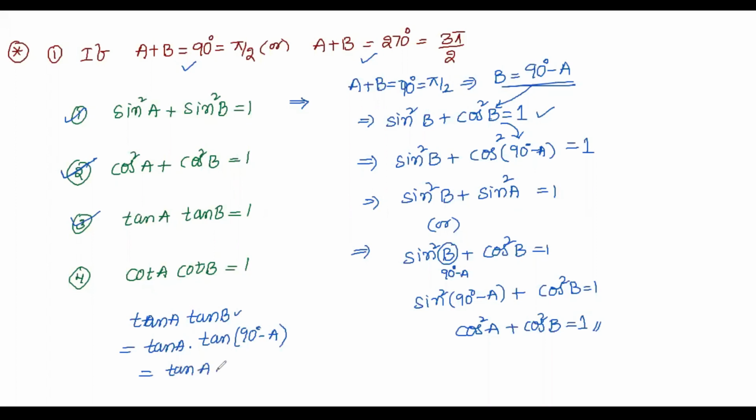Already we know that tan of 90 minus theta is what? Cot theta. Yes, tan theta into cot theta can be written as 1 by tan theta, no? Cot theta is nothing but reciprocal of tan theta. So both get cancelled, this and this. So what do we get as the answer? 1. Similarly, you can do the fourth one also, guys.